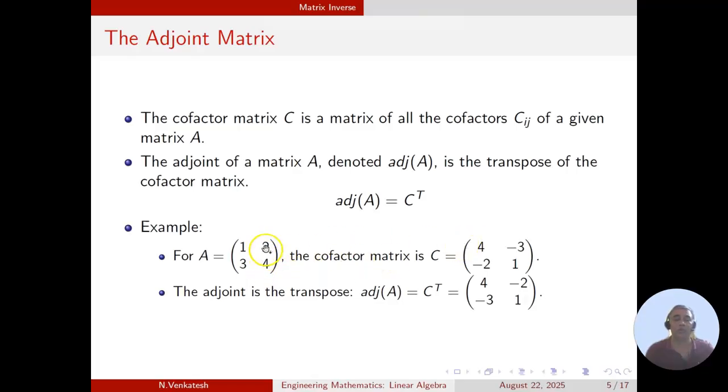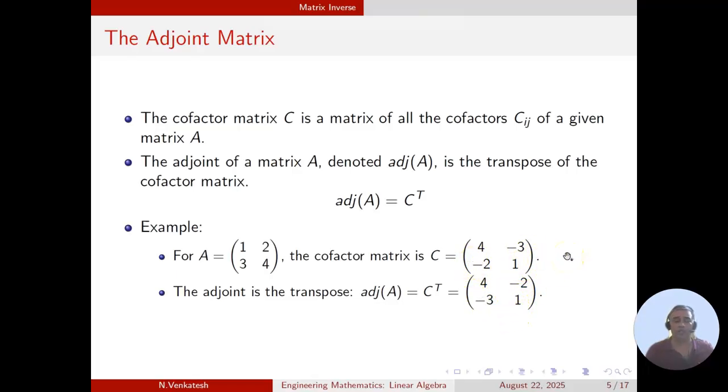Similarly, for the cofactor of 2, remove the row and column of 2, then you will get 3, times minus 1 power 1 plus 2, that is you will get minus 3. Similarly you will get minus 2 and minus 1 for the others. Then you have to take the transpose, that means you write all the row elements as column elements and column elements as row elements, that is 4, minus 3 and minus 2, 1, which gives you the adjoint of A.